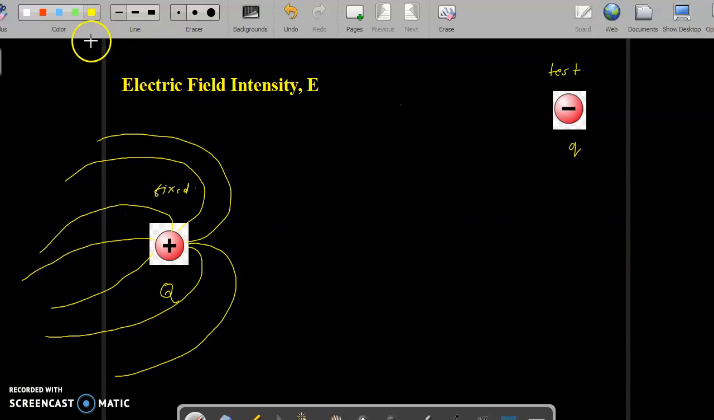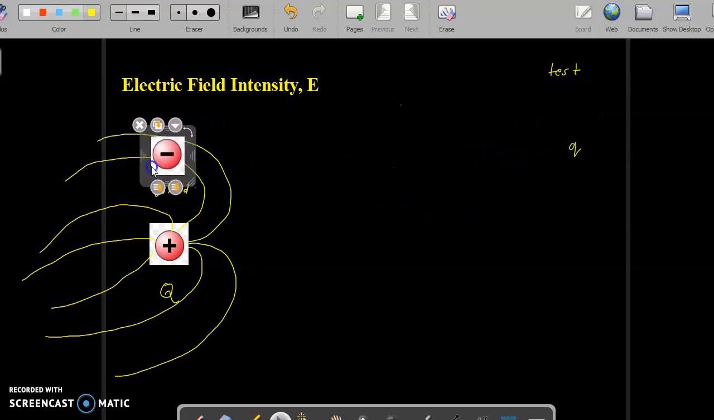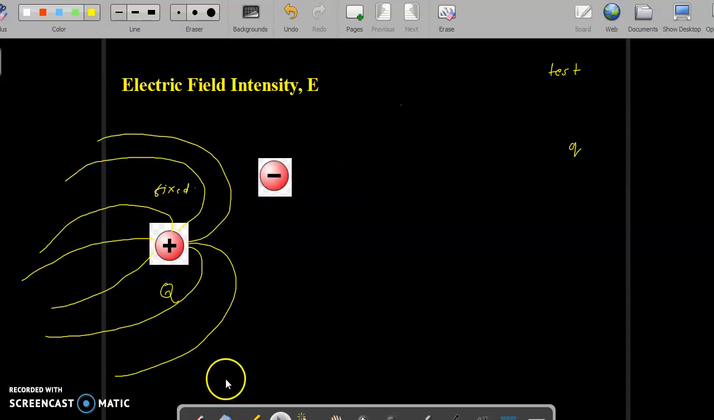If I bring this negative test charge to somewhere around this positive fixed charge, this negative test charge will experience some force. Let us keep it here. So what is that force experienced by this test charge?